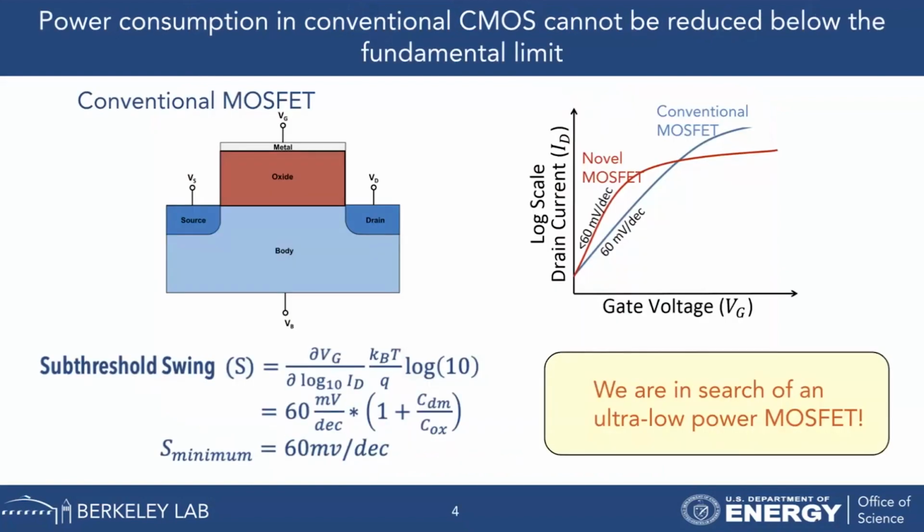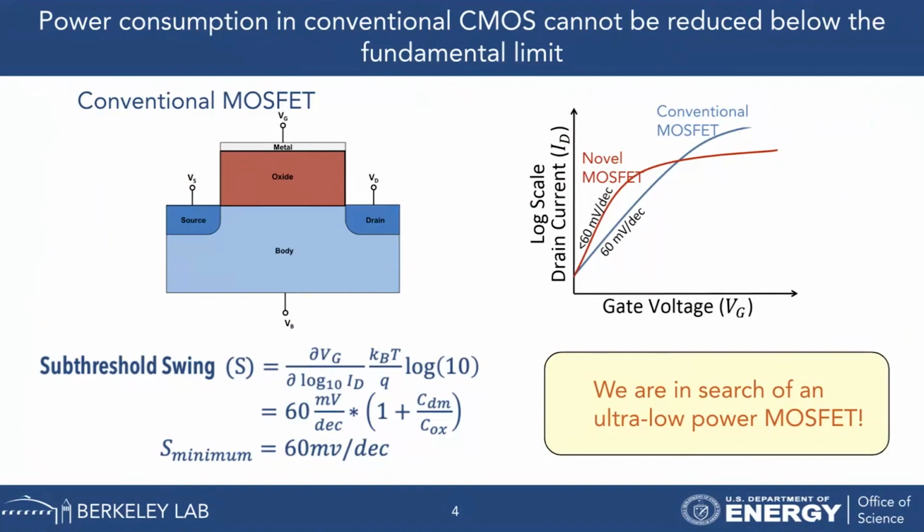This conventional CMOS technology, which is the current state of the art, uses metal oxide semiconductor field effect transistors, or MOSFETs, as the fundamental building block. So these MOSFETs are characterized by this term called subthreshold swing, which can be defined as the amount of gate voltage required to cause one order of magnitude change in the drain current. And for transistor operations, we want the on to off current ratio to be pretty large. So it ends up requiring a large amount of gate voltage for operation.